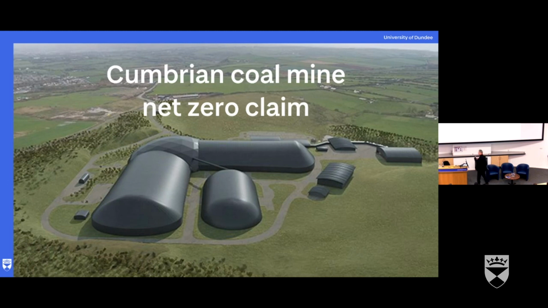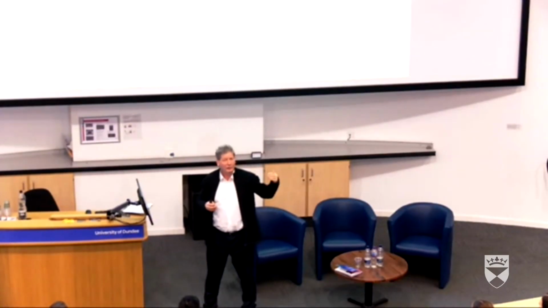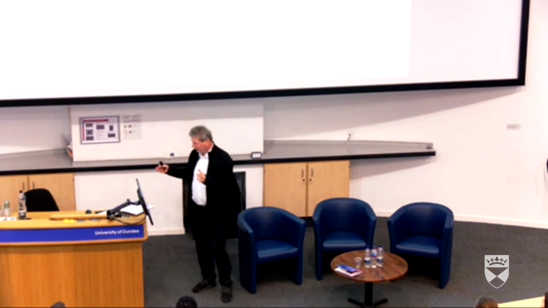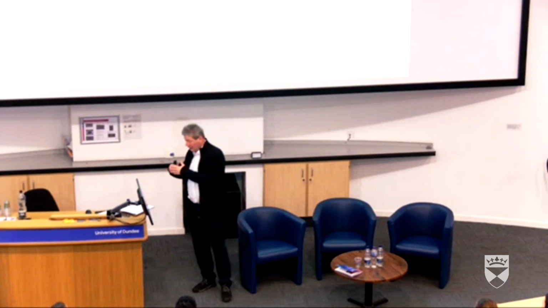We also know that the only real way to achieve the 1.5 is to move to net zero as quick as possible. Oh, and by the way, there is no shortage of fossil fuels anyway. There's plenty there that we actually need, maybe it's not in the right place. Okay, so we need to move to net zero.